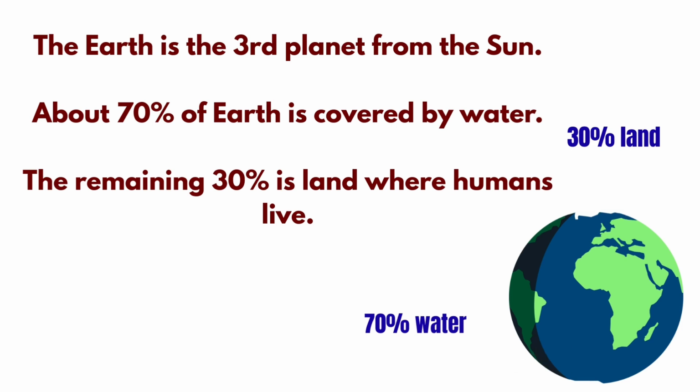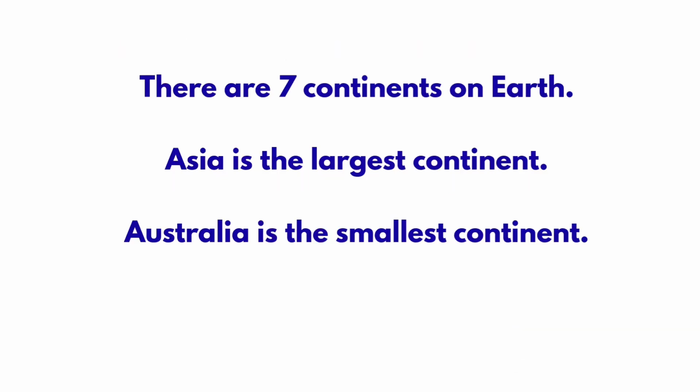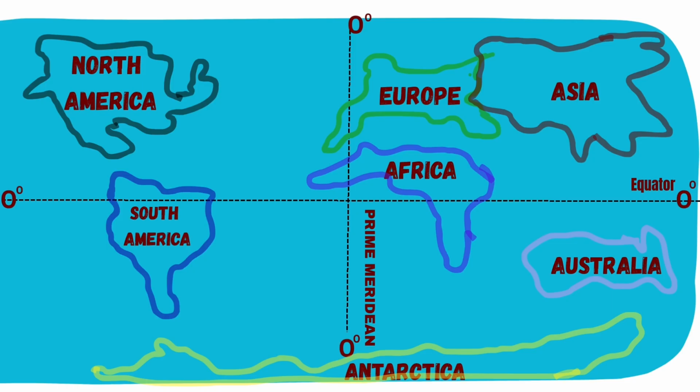All right, how many continents do we have on Earth? There are 7 continents on Earth. Asia is the largest continent and Australia is the smallest continent. You can see in this map the placement: North America, South America, Europe, Asia, Africa, Australia, and below is Antarctica. All the placement of the 7 continents you can easily see and understand through this map.